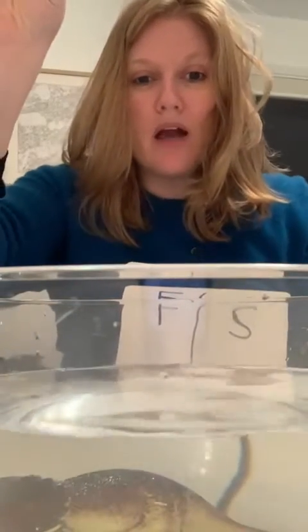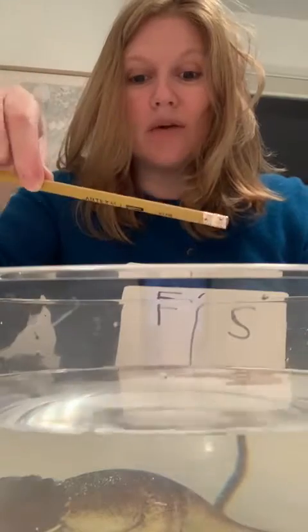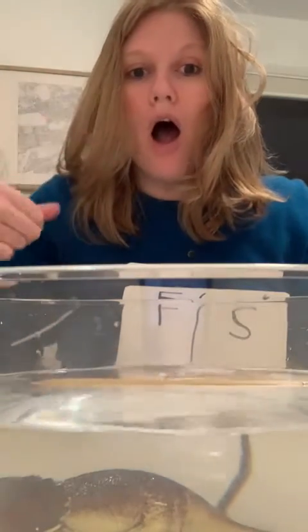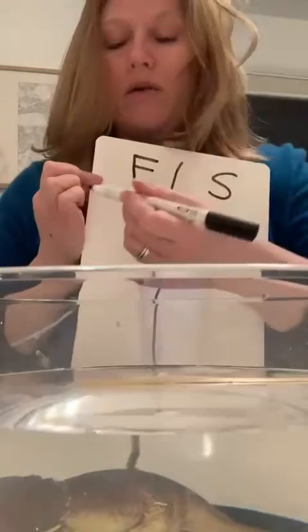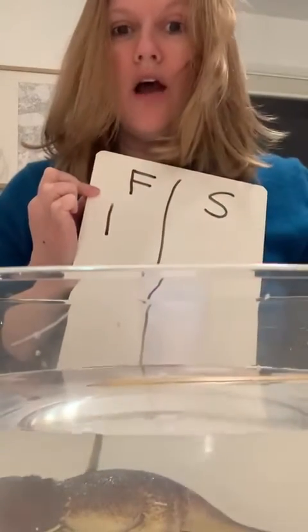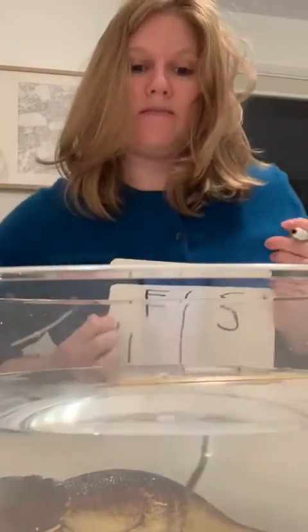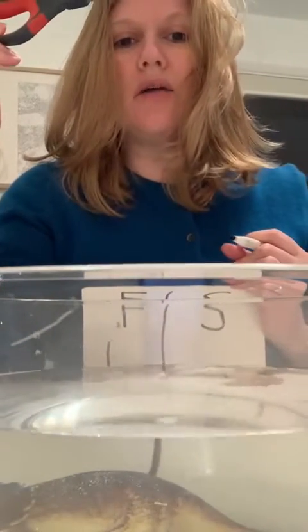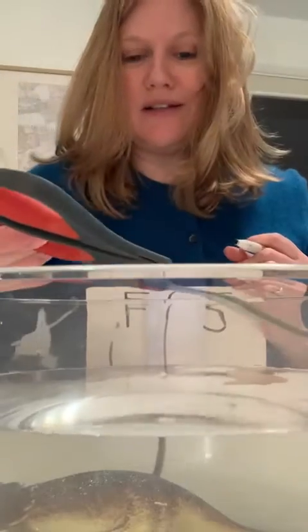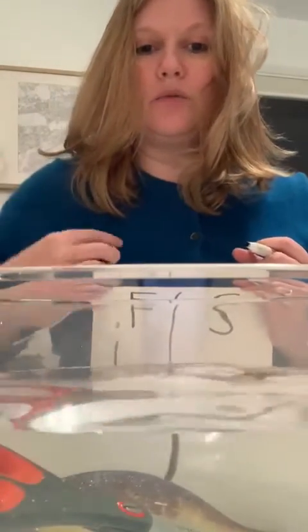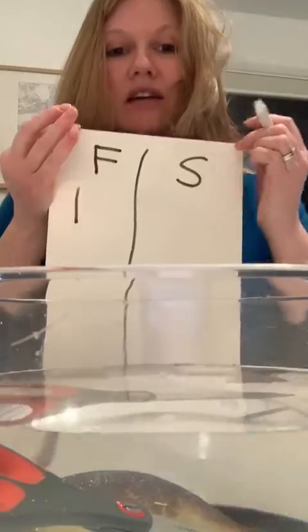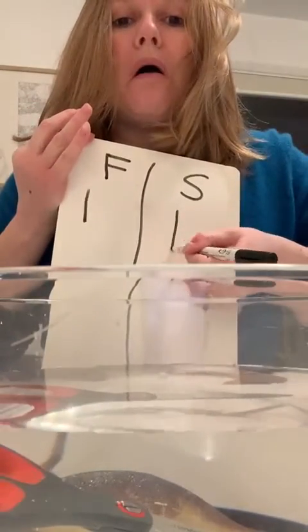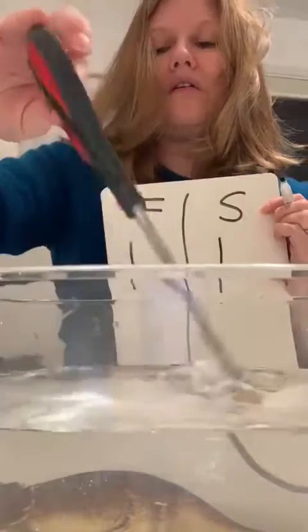So the first thing was the pencil. I thought the pencil was going to float. Let's see. Oh, that's right. So I'm going to put a line there to say one of them floated. Okay. Next thing, scissors. I predicted that my scissors would sink. Let's see. Oh, yeah, I definitely think they're a sinker. So we'll put a sinker there.